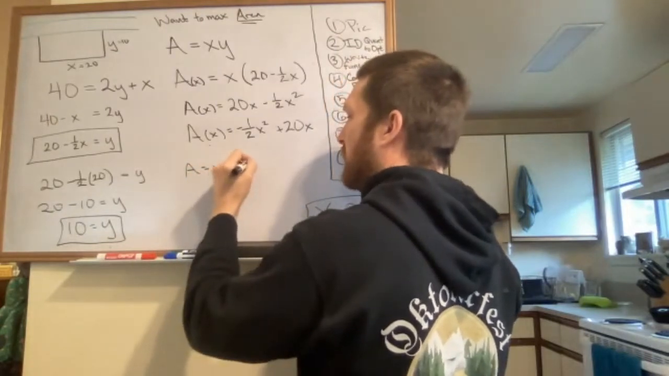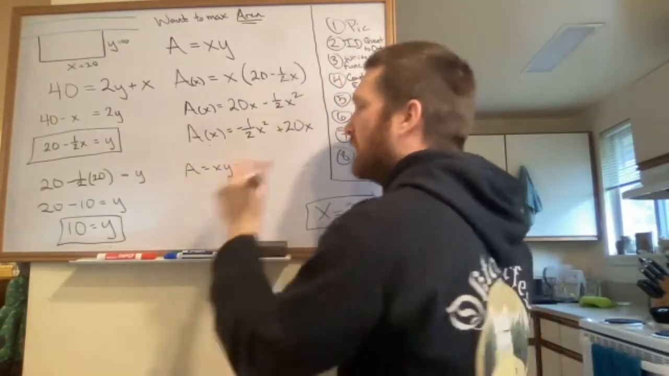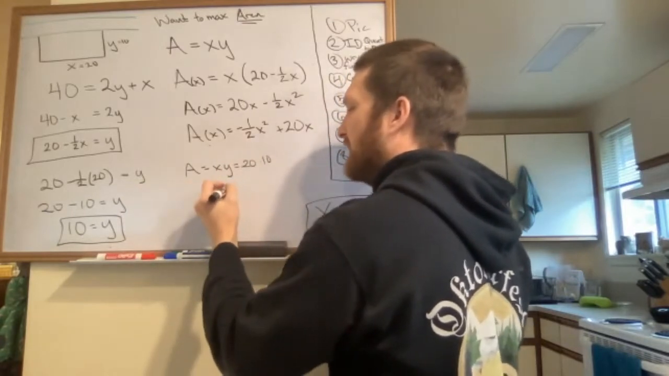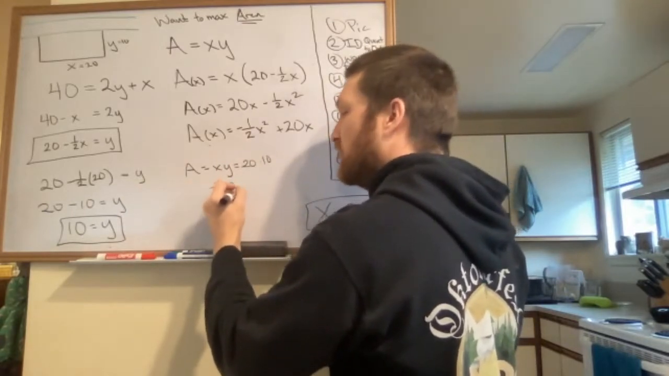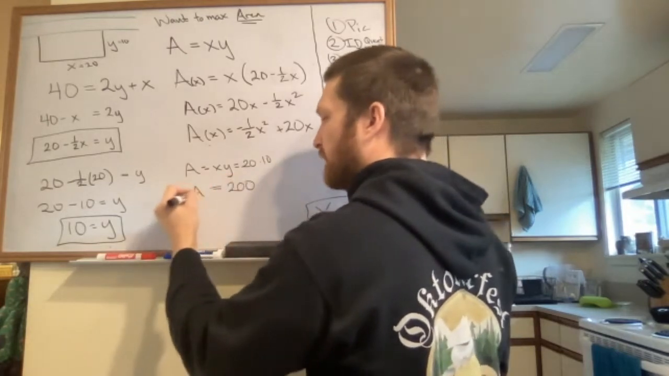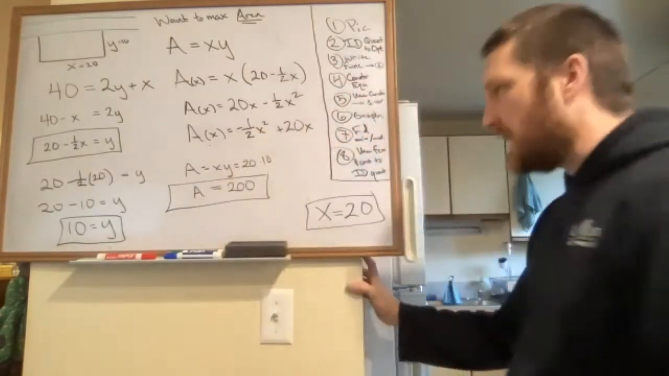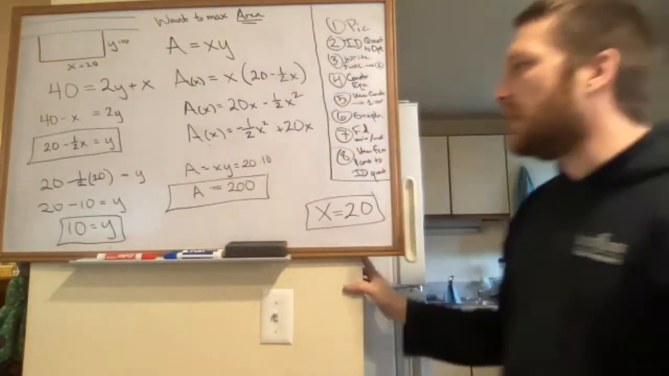X we know is 20. Y we know is 10. And so the maximum area that I could get is 20 times 10, which is 200. And that's the answer that we're looking for.